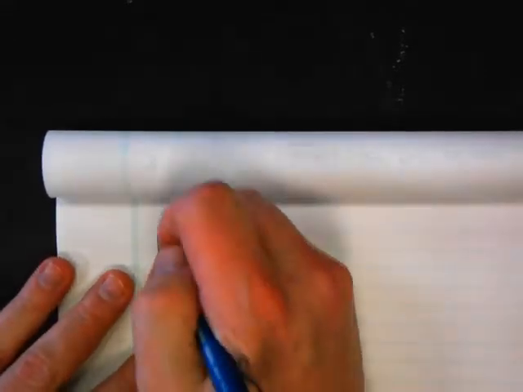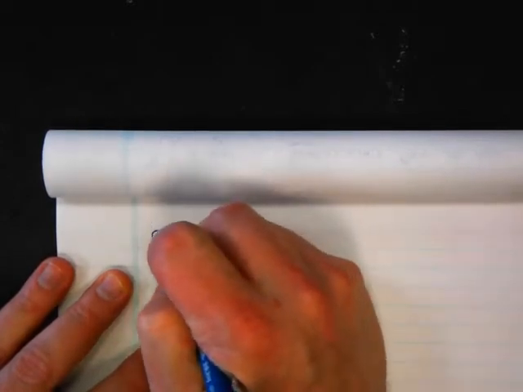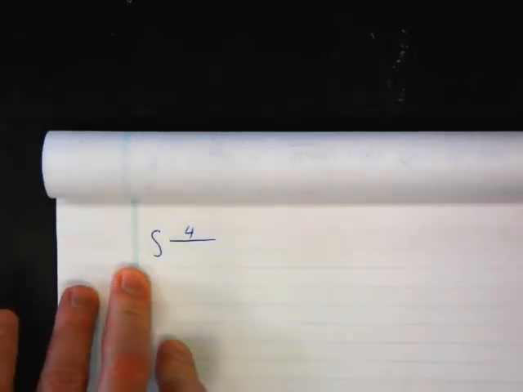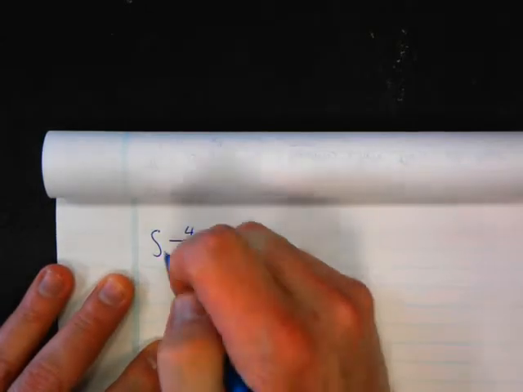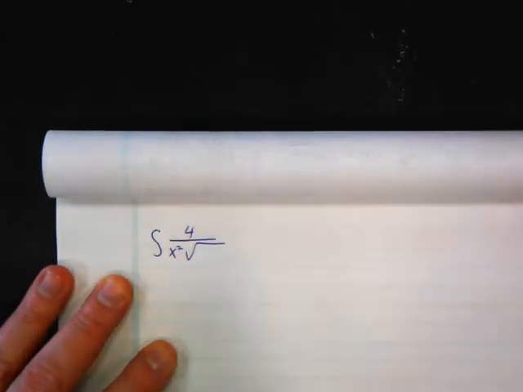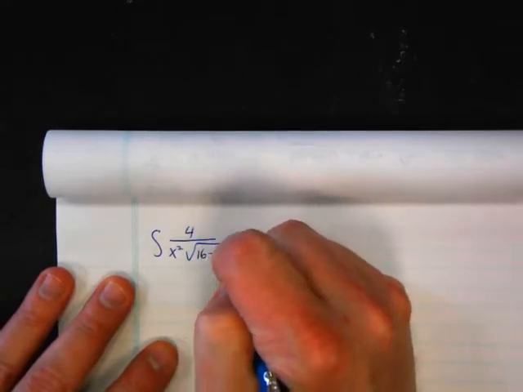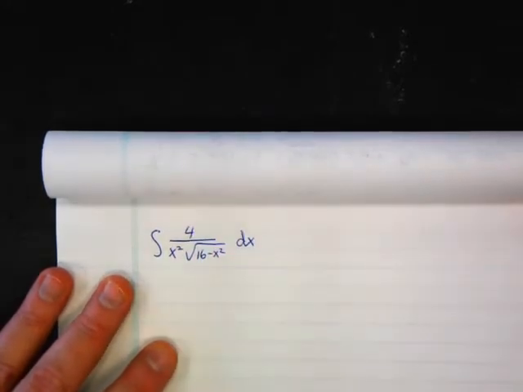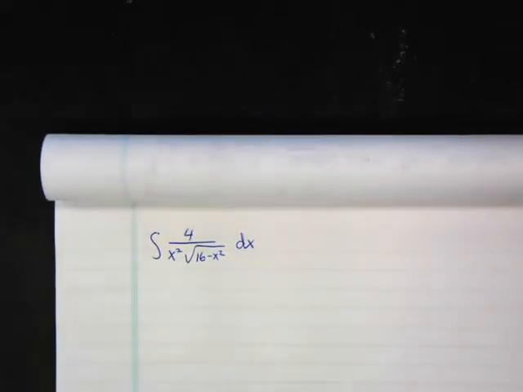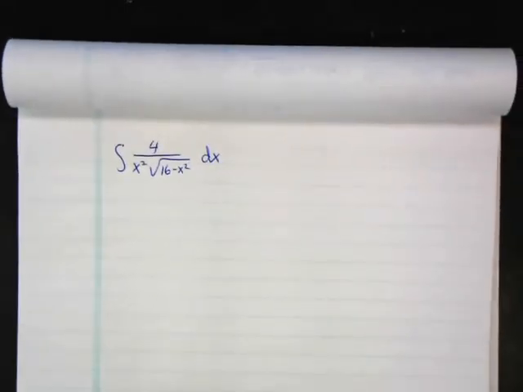How about the integral of 4 divided by x squared times the square root of 16 minus x squared dx? Change out the square root and everything in it for sine.